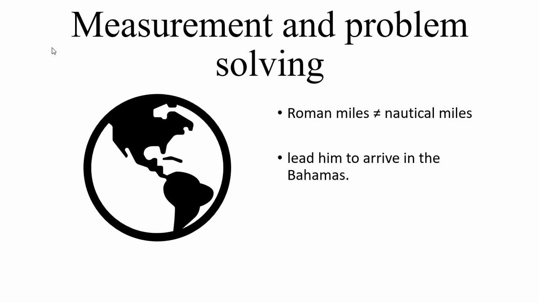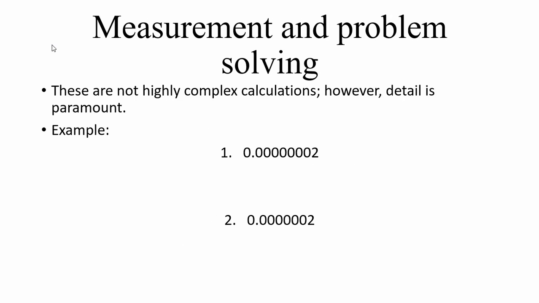Conversion errors are nothing new. Columbus even made conversion errors. He calculated the circumference of the earth in Roman miles instead of nautical miles, which led him to the Bahamas in 1492. Errors can occur when numbers have many zeros in them. Looking at these two examples, example 1 has 8 decimal places and example 2 has 7 decimal places. Numbers like this can easily be misread or miswritten.